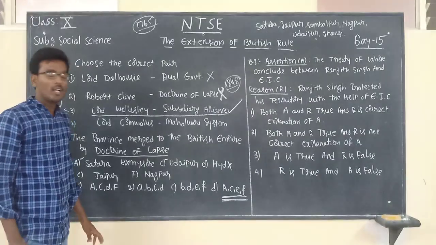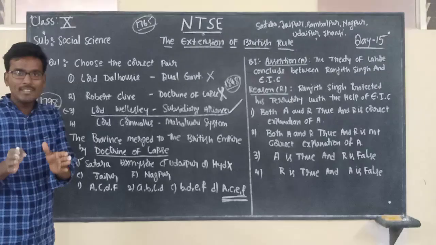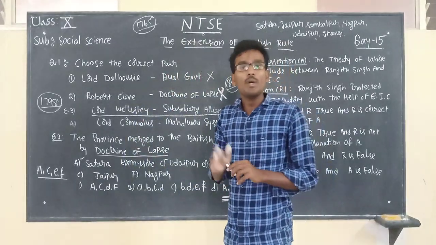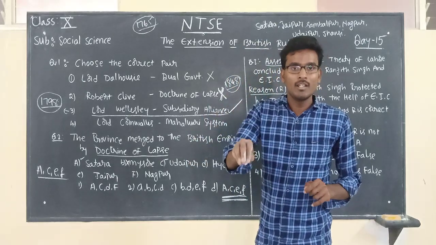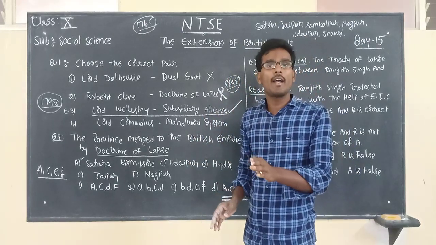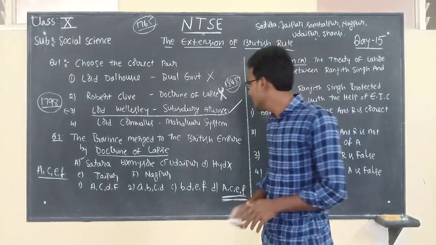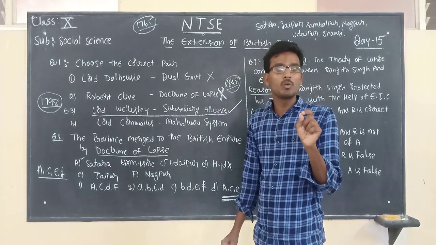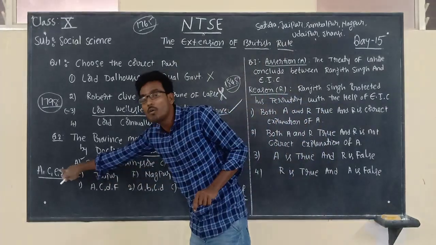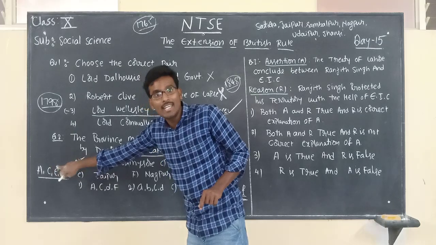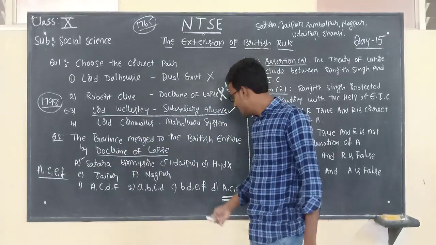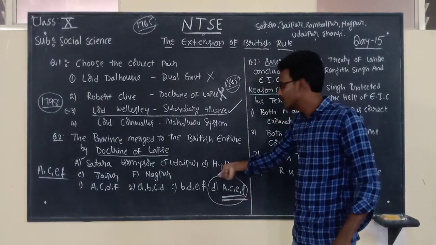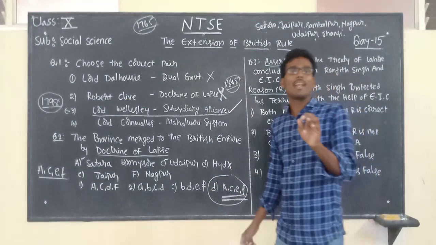ACEF. So now the group of places is given here. Among that group of places, we have to identify the places which were merged into the British Empire by following what policy? That is the doctrine of lapse. I hope you are clear with this question, children. So what sequence did we get here? That is the ACEF sequence. We will find that ACEF sequence in option number D, that is ACEF. So D is the right answer.